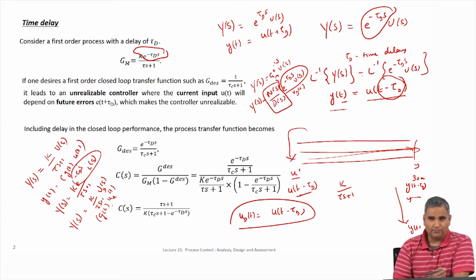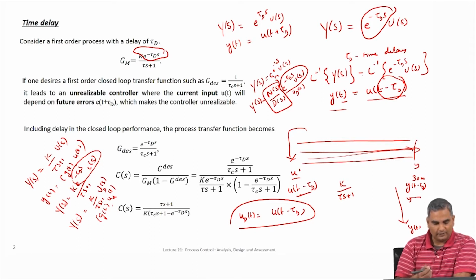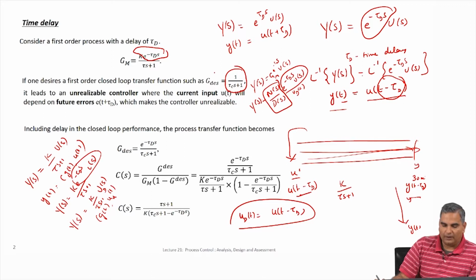However, the minute we get into closed loop form, it is a totally different ball game, which we will see now. Let us try to design a controller using direct synthesis for this model form, which is k e power minus tau d s by tau s plus 1. If I were to decide to do this, and ask for a desired response such as this, with tau s plus 1, then I want to see what happens here.